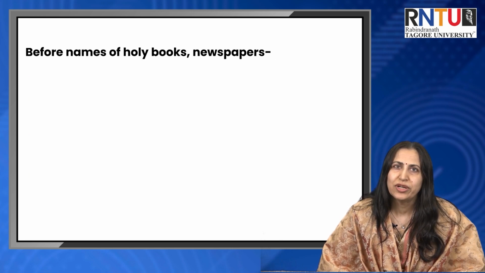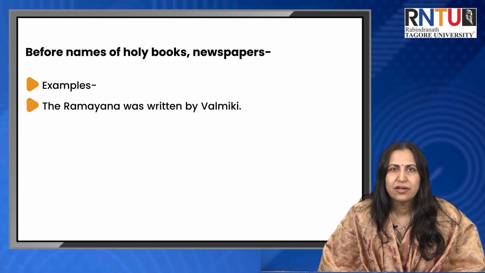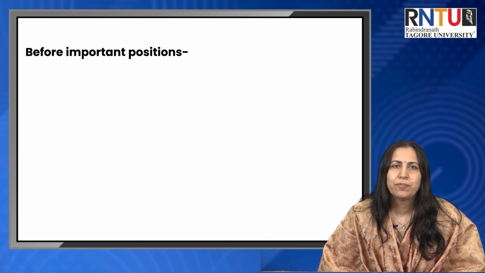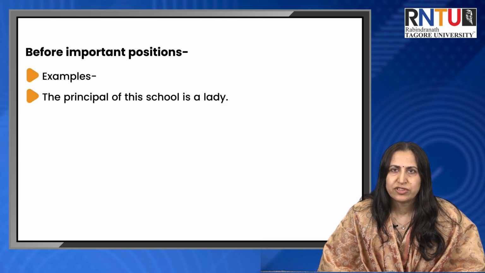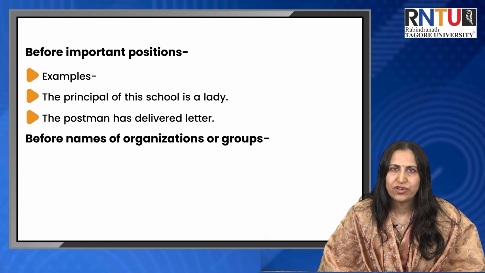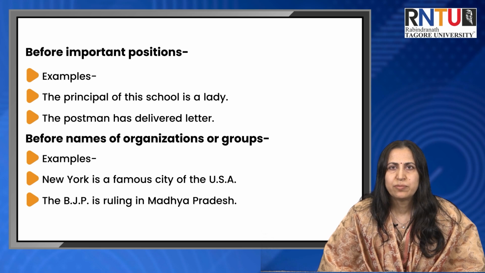Before names of holy books, newspapers. For example, the Ramayana was written by Valmiki. The Gita is part of the Mahabharata. Before important positions, examples, the principal of this school is a lady. The postman has delivered the letter. Before names of organizations or groups, examples, New York is a famous city of the USA. The BJP is ruling in Madhya Pradesh.